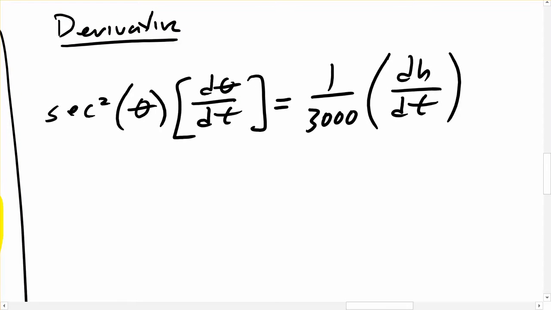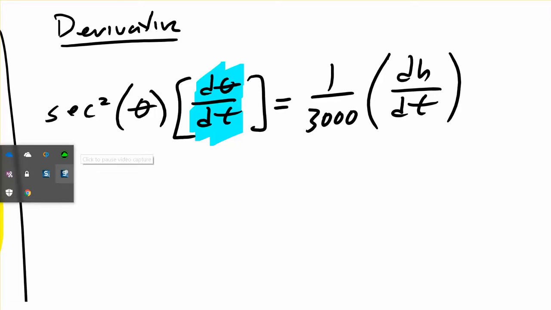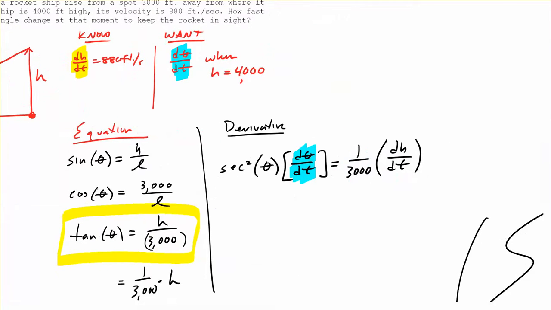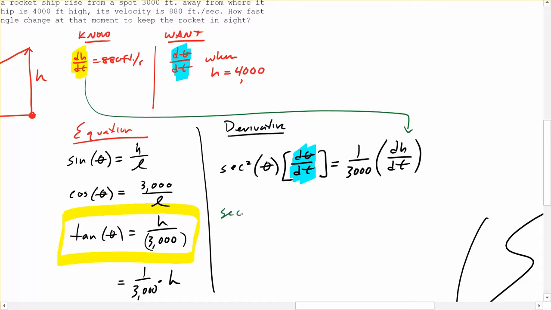Which variable are we trying to solve for here? We want d theta/dt, right? So if we want d theta/dt, what are we going to have to find? dh/dt and theta, right? Do you agree with this, everybody? Do we know one of those? Which one do we know? We know dh/dt. So what do we have here? Secant squared theta times d theta/dt is equal to 1 over 3,000 times what?